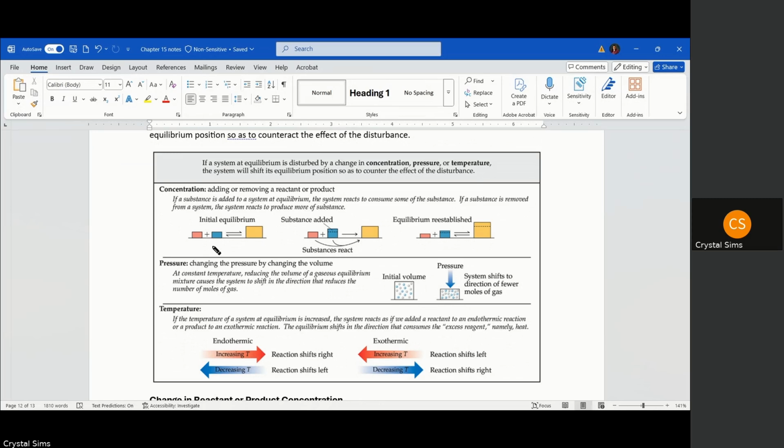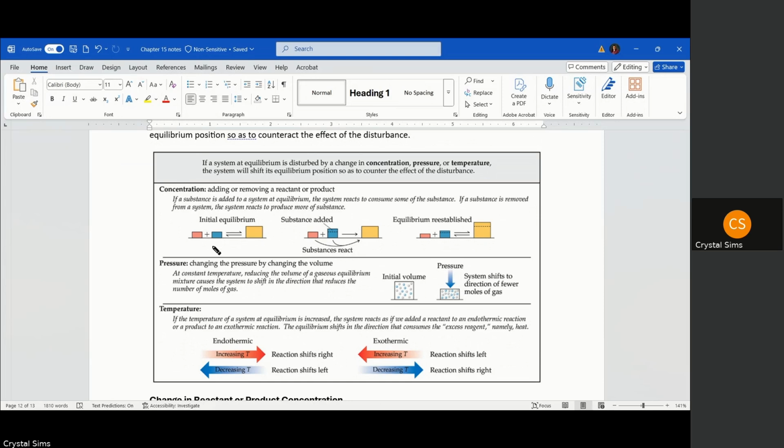Now, if the temperature changes, so if our temperature is increased, the system acts like we've added a reactant to an endothermic reaction or a product to an exothermic reaction. So the equilibrium shifts in the direction that it needs to consume the heat. Okay, so if we're in an endothermic reaction and we increase the temperature, the reaction will shift right because we're going to try to use up the heat. So we're going to shift to the right to use up that excess reagent, the heat.